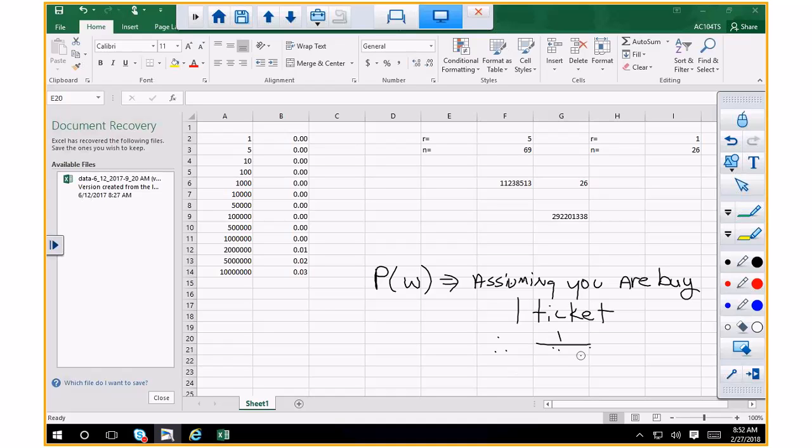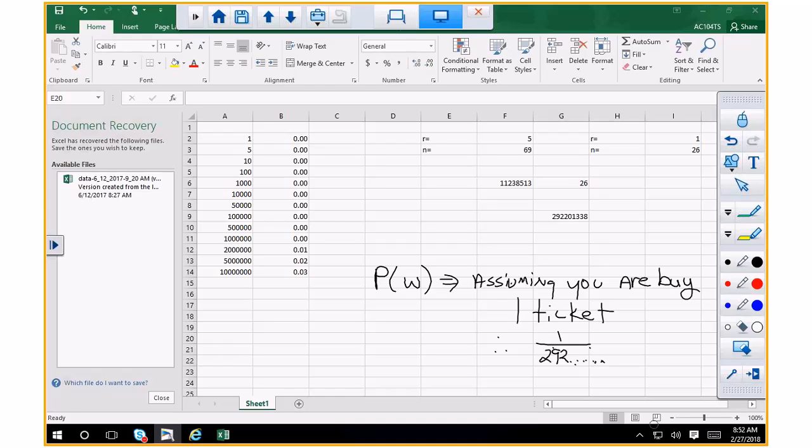Therefore, 1 over 292 million. Okay? Now, if they just ask what is the probability, then you just say 292 million. You see what I'm saying? You don't put the 1 there because the 1 is saying that you bought a ticket. Does everybody see that? You'll see the difference in the questions.